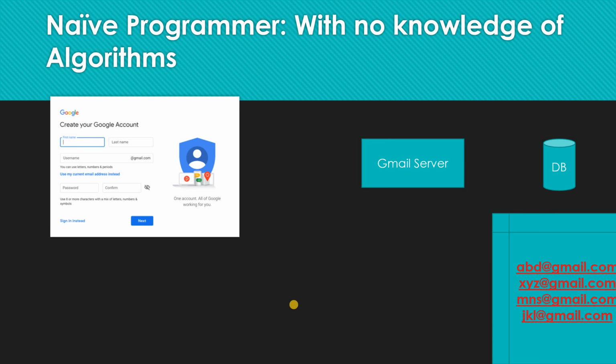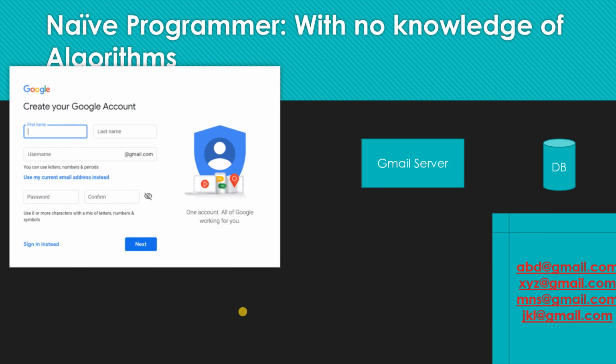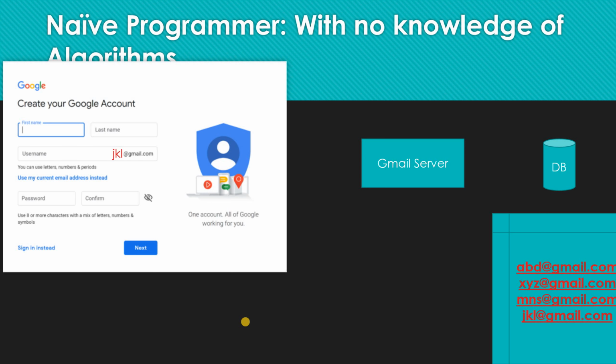So now you want to create an email account whose name is jkl@gmail.com. What your client will do is send a request to the server to check if an account with this name already exists. Now what will happen in the background is that this jkl@gmail.com will be matched with each and every account name.